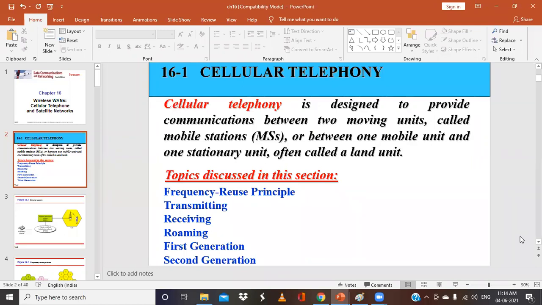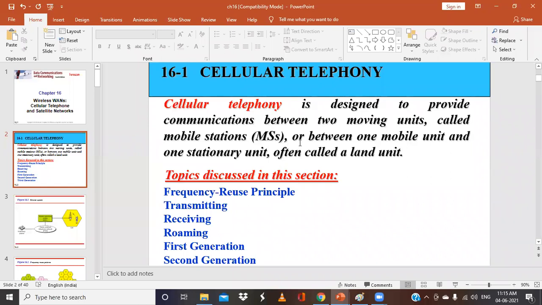Basically, cellular telephony is designed to provide communication between two moving units called mobile stations. Basically, why do we call them mobile phones? Because those phones, these smartphones, we can carry and use even when we are traveling.